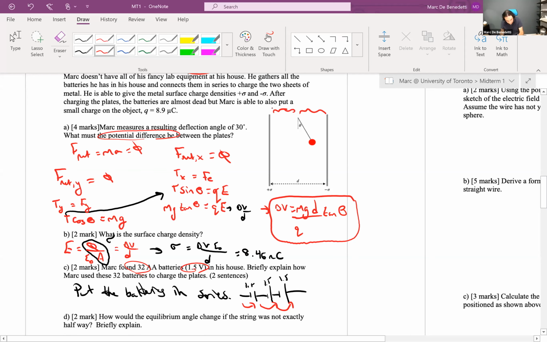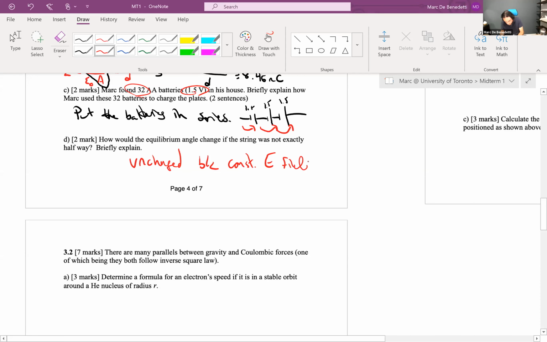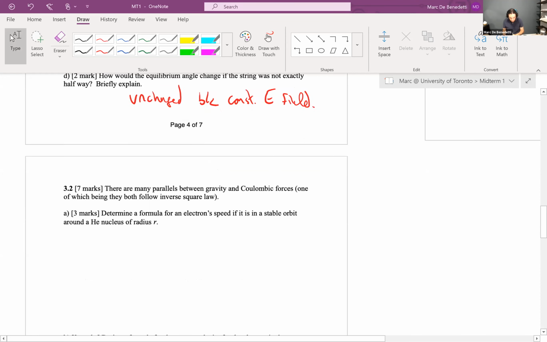So even if I held the string here, it would produce the same angle, because it's not like the E field is any stronger or weaker closer to one of the two plates. So here it would be unchanged because constant E field. Okay.